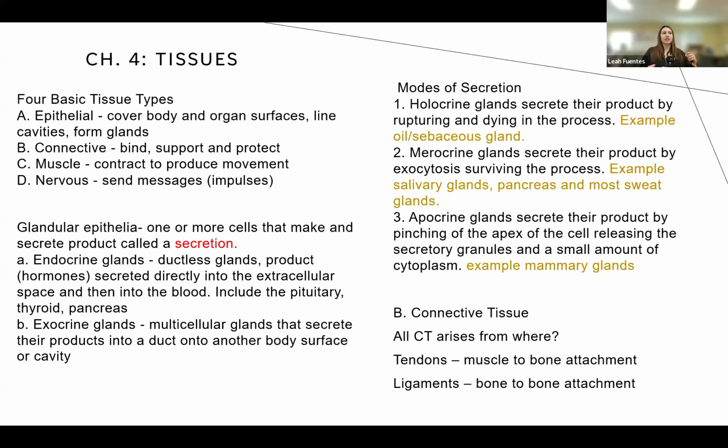Endocrine may sound a little bit familiar because you have your endocrine system. Endocrine glands are ductless glands. The product is hormones, and these are secreted directly into the extracellular space and then into your blood. So this is happening internally. Your endocrine glands include your pituitary, thyroid, pancreas. There's a few more, but just in case you need to be able to name a few, here they are: pituitary, thyroid, and pancreas. So again, endocrine has to do with your hormones.